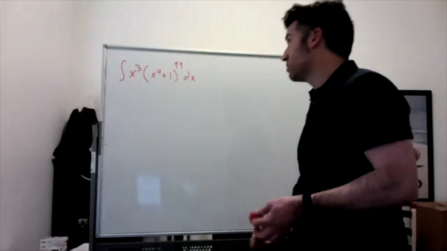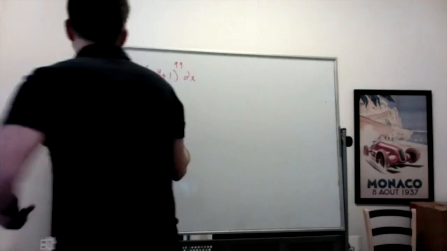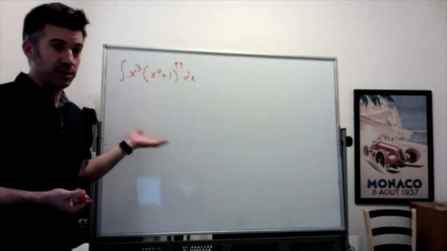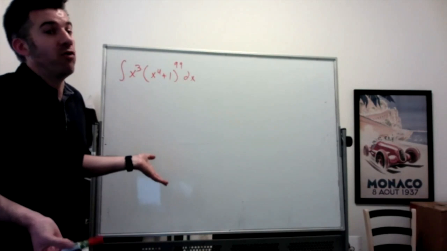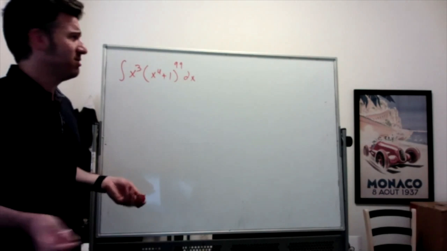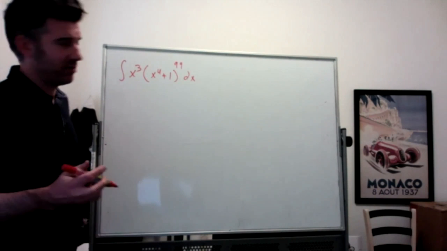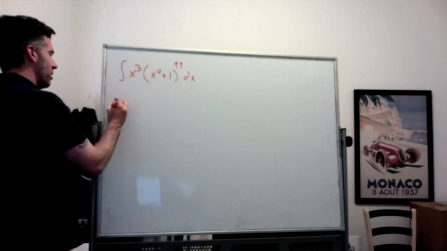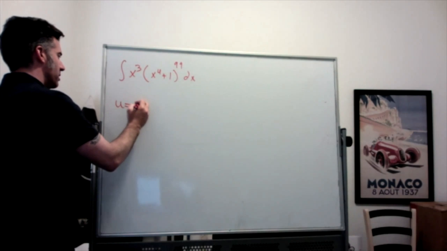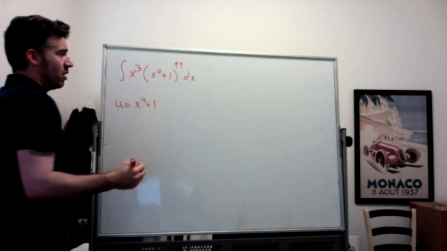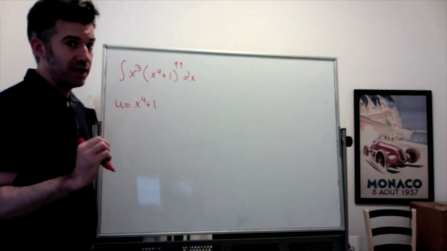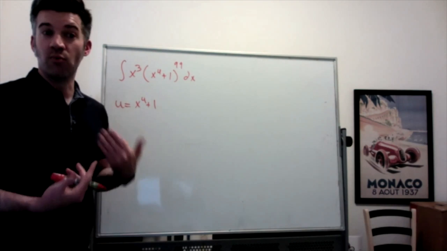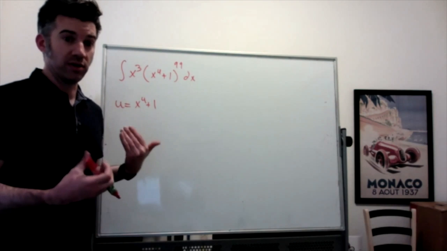Okay, so for this one, it is possible to multiply out (x to the 4th plus 1) to the 99th power, but you should never, ever do that. It would take you quite a long time to multiply that all out. Instead, you should say, okay, our u is x to the 4th plus 1. Why is that a good choice? Two reasons. Reason 1, its derivative, or something that's a multiple of its derivative, is also in your integral.